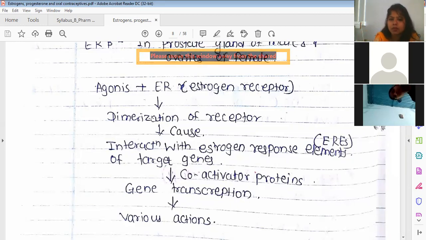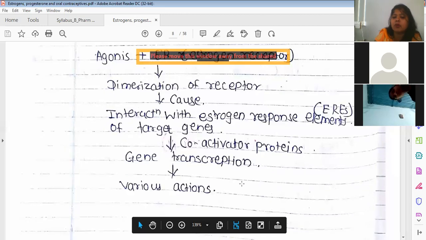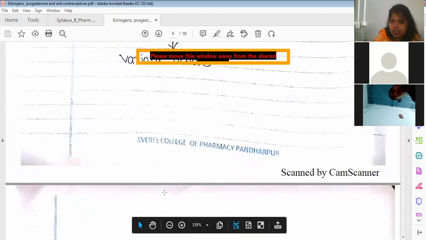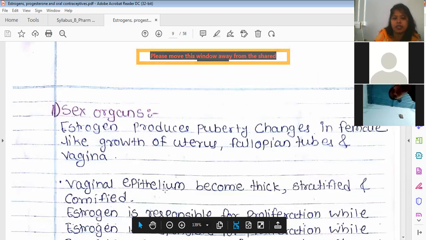After the dimerization of the receptor, it will cause the interaction with the estrogen responsive element of the target genes. Means indirectly it will activate the target genes. Those target genes act as a co-activator of the protein and are responsible for the gene transcription. And those genes cause the various pharmacological actions. So what will those pharmacological actions be? It depends upon which area, which location the estrogen receptor gets activated.